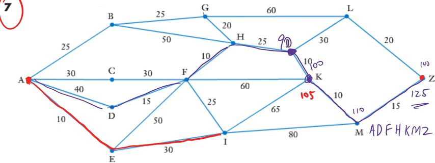So you've got 1, 2, 3, 4, 5, 6. 1, 2, 3, 4, 5, 6, 7. Why do I have 7? A, D, F, H. Oh, J. I'm missing J. J, K, M, Z. All right.